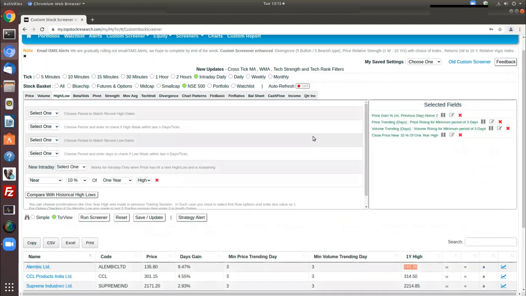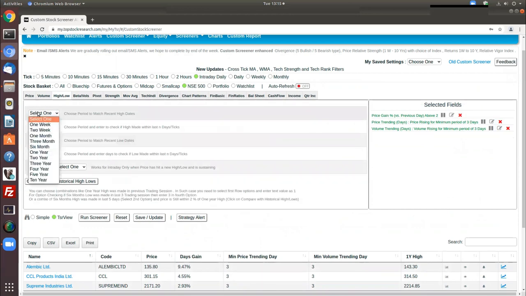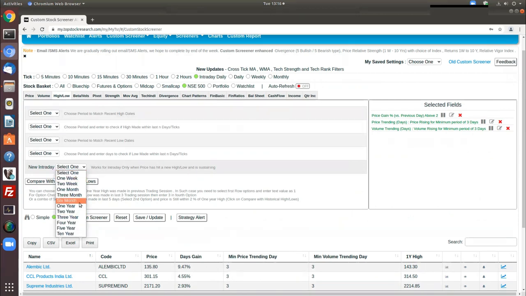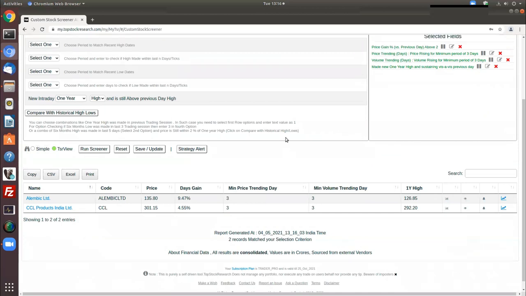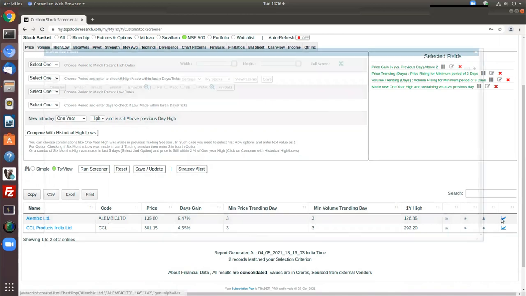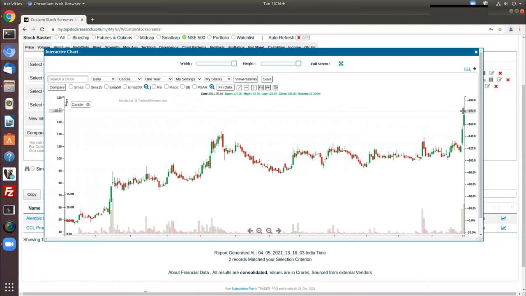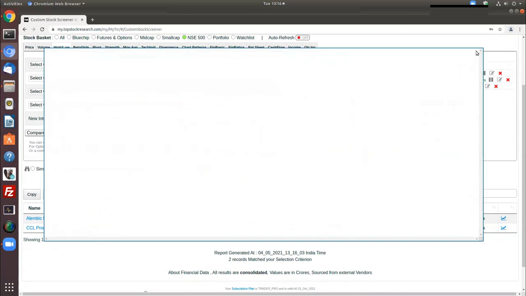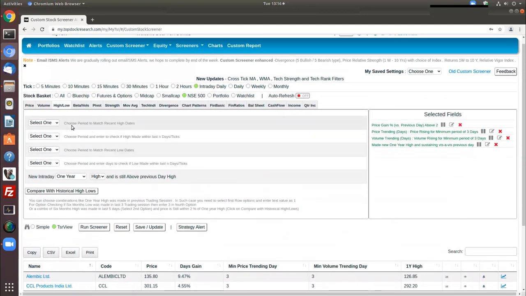You have another option. Let's say we close this and we say that we want stock which has created a new intraday high, 1 year high, and see if we get this result. Yeah, so basically what it does is it filters the stock which has created a new 1 year high today. If we see here, it clearly shows that a new 1 year high is created. This is a 1 year chart. So this is another filter that you can add in the system.